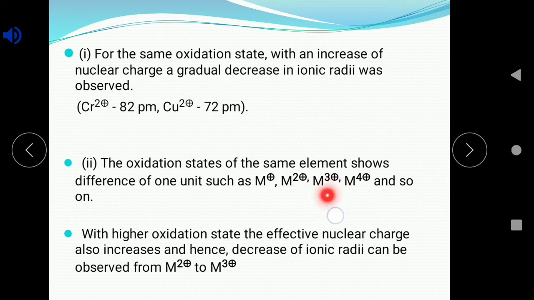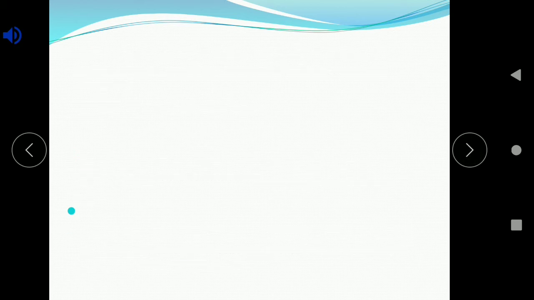One more electron is donated by this higher oxidation state, means one electron will be less as compared to this. And that means again the number of protons in the nucleus is same, but one electron is less. That means again there is increase in the effective nuclear charge and hence there is decrease in the ionic radii, in the second case, that is different oxidation states shown by same element. Understood this? So, this is all about ionic radii.